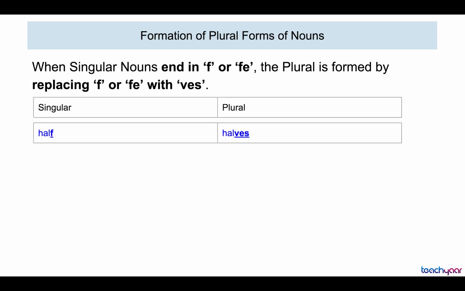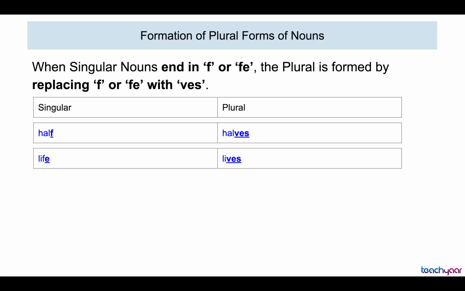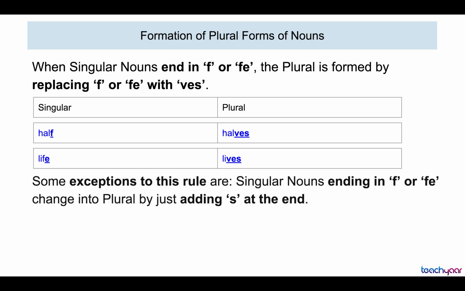Let's see the example. Half ends in F, so remove the F and add VES: halves. Life ends in FE. Change it and replace it with VES: lives. Again, there are exceptions to the rule.